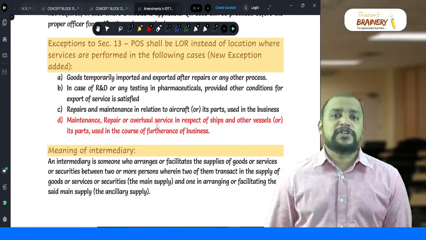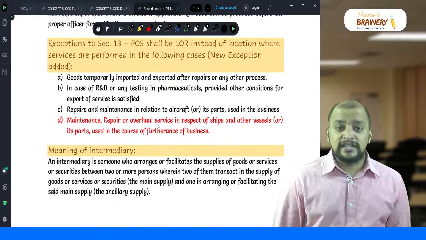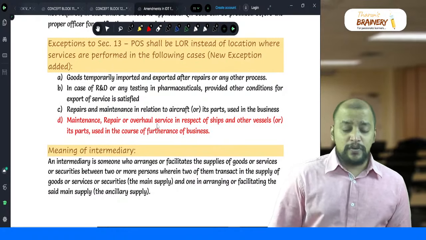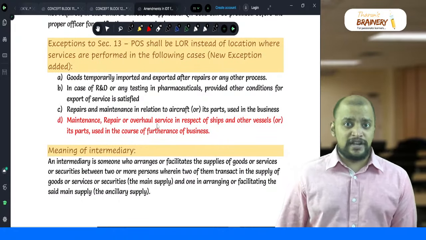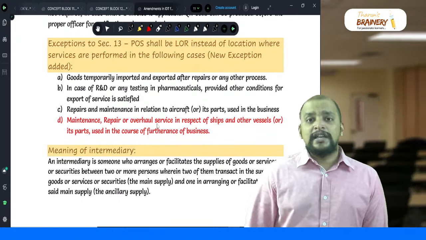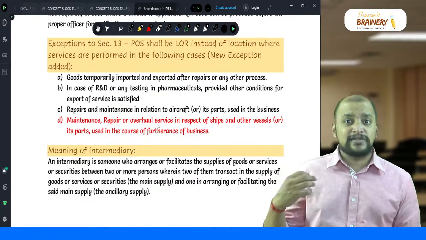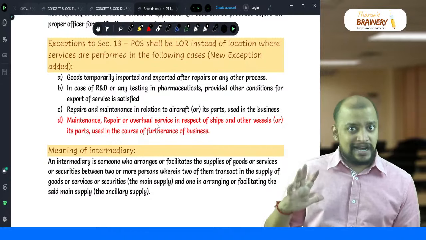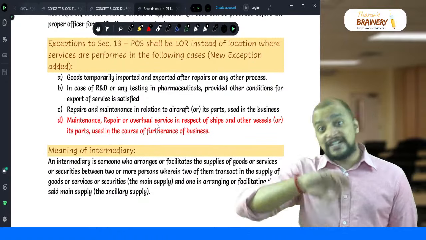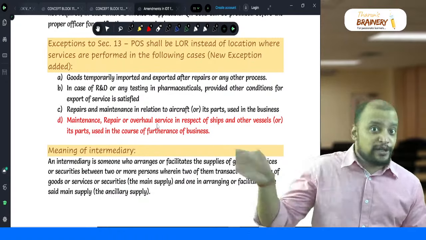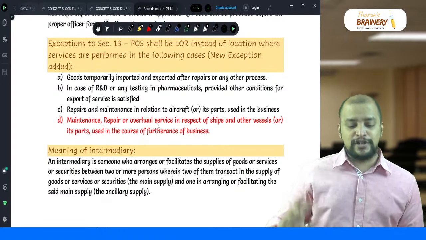Now the 4th exception is related to maintenance, repairs and service with respect to ships, vessels or any parts, if used in the course or furtherance of business. For any maintenance, repair or servicing related to that, the location of the recipient is taken as the place of supply, but not the location where services are actually performed. So the location of the recipient should be taken.